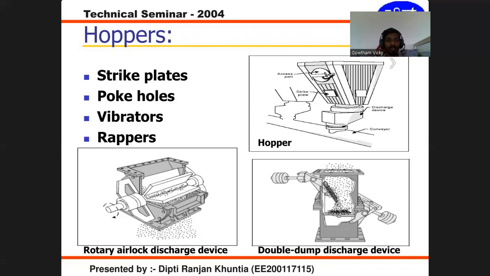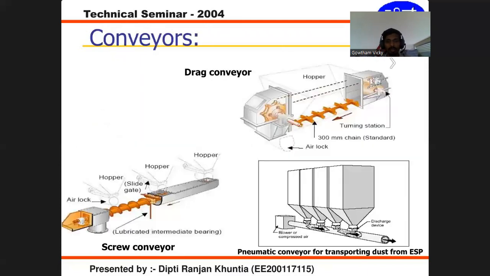The first drawing on the left shows the rotary airlock discharge devices. The second drawing is the hopper drawing, and the third drawing is the double dump discharge devices. Double dump is nothing but dumping devices. I mean, you all know the meaning of dump and dumping. So dumping the systems and the devices.